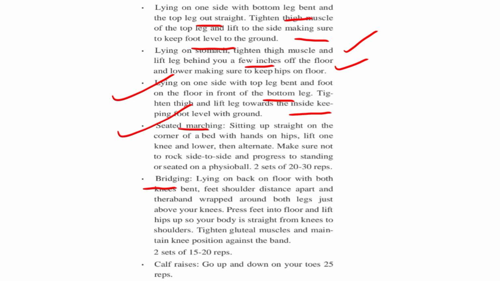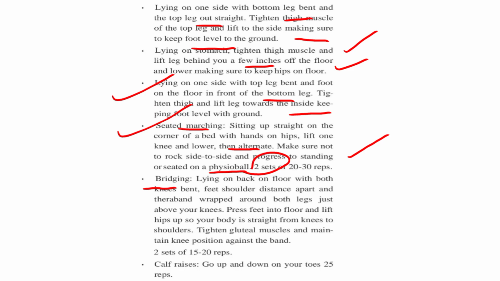Seated marching, what is it? Sitting up straight on the corner of a bed with the hands on the hips. Lift one knee and lower, then alternate. Make sure not to rock side to side, and progress to standing or sitting on a physio ball. Repeat and do 2 sets of repetitions.